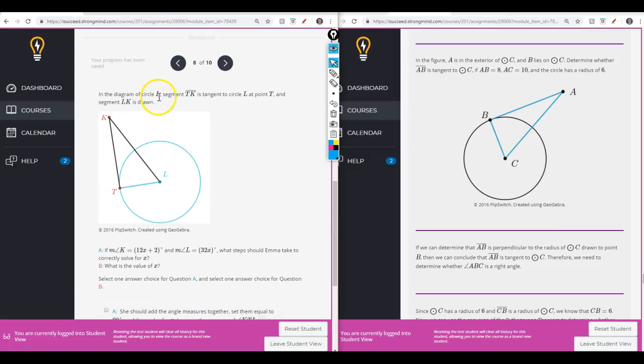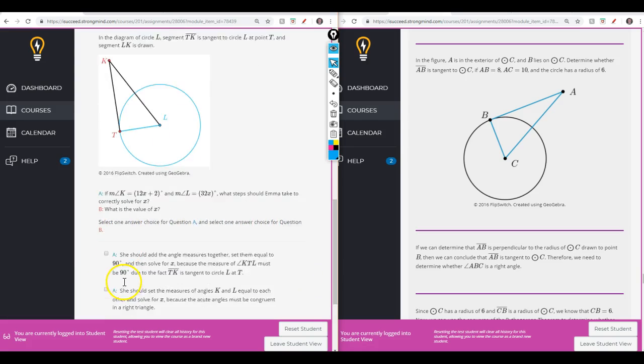Okay, in the diagram of circle L, segment TK is tangent to circle L at point T and segment LK is drawn. If the measure of angle K is equal to 12x plus 2 degrees and the measure of angle L is equal to 32x degrees, what steps should Emma take to correctly solve for x? B. What is the value of x? Select one answer choice for question A and select one answer choice for question B.